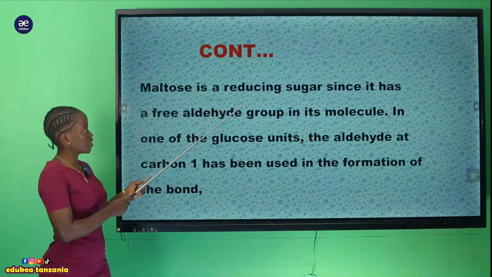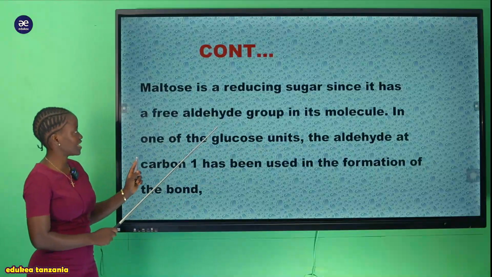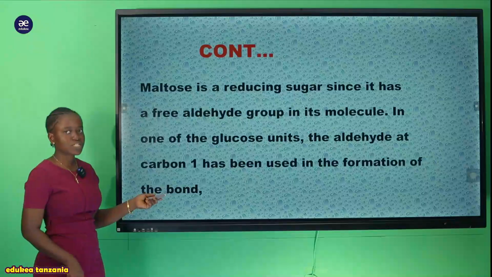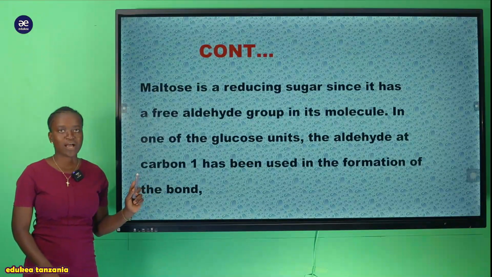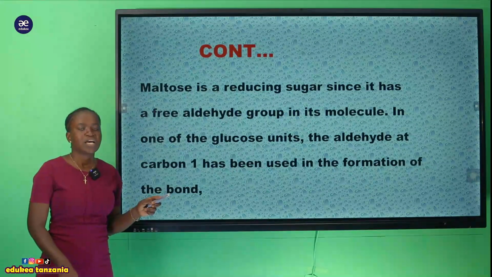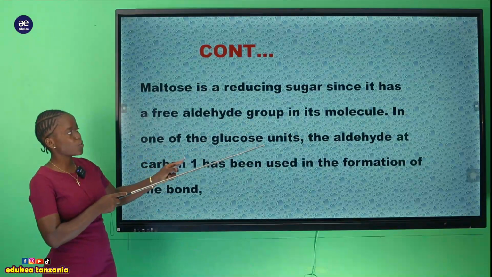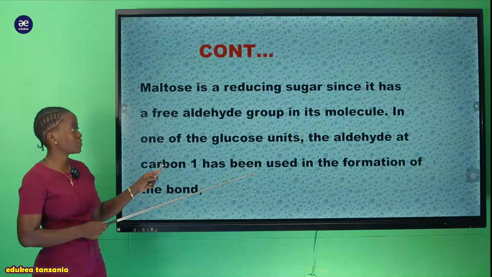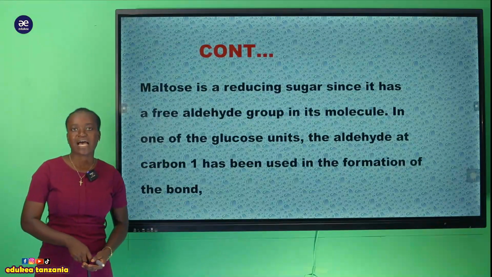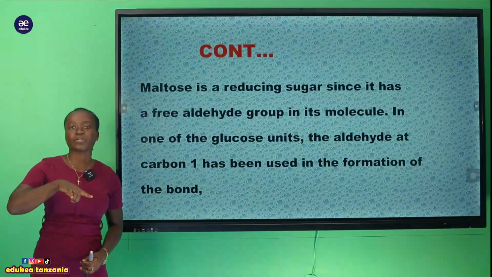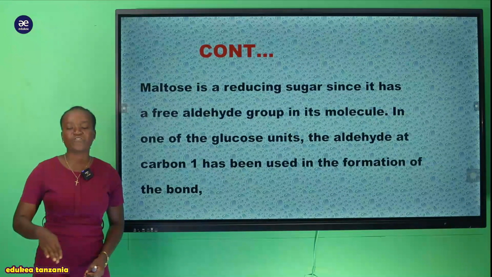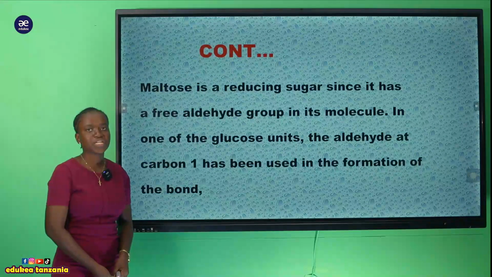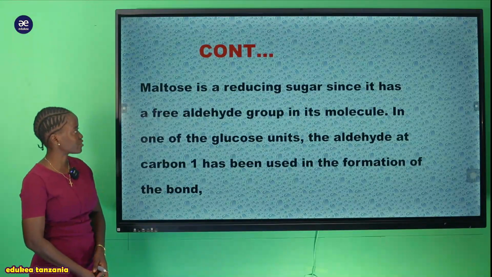So maltose is a reducing sugar since it has a free aldehyde group in its molecule. So we say maltose is a reducing sugar. Why is it a reducing sugar? Because of the presence of an aldehyde group in its molecule. The presence of the aldehyde group is what allows it, if there is donation, to donate a pair of electrons to another molecule, and thus brings about the reducing nature of maltose.